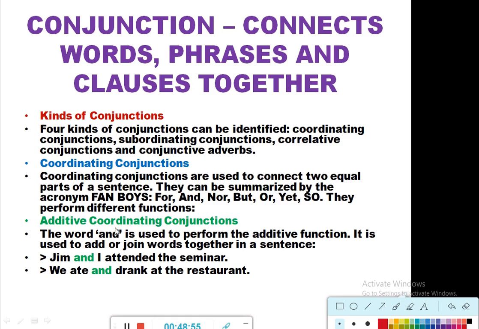Additive coordinating conjunctions. The word and is used to perform the additive function. That is adding something. It is used to add or join words together in a sentence. For example, Jim and I attended the seminar. And is a conjunction, a coordinating conjunction. It joins Jim and I together. We ate and drank at the restaurant. So and joins ate and drank, two different actions. We ate and drank at the restaurant.